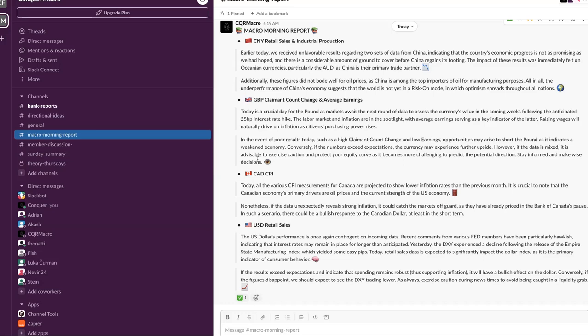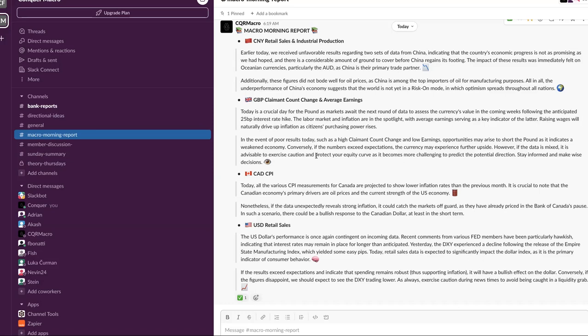However, if the data is mixed, it is advisable to exercise caution and protect your equity curve, as it becomes more challenging to predict the potential direction. While most gurus out there are telling you to be careful today because there's news, we are telling you to be cautious, but we are actually preparing you for how you can profit from these larger moves. There is no point in sitting out on moves that have great potential once you understand the data that is in front of you.